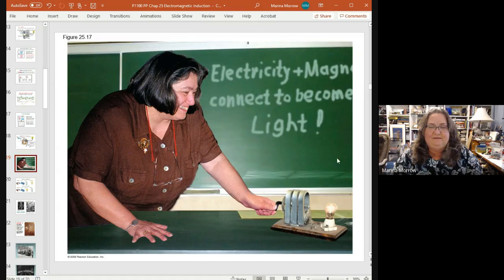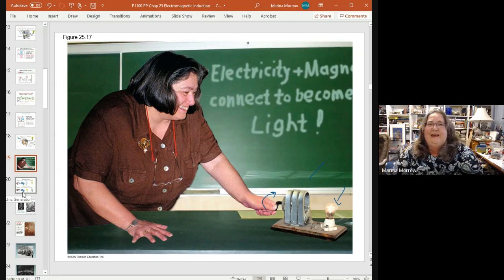And here's a teacher. This is one of the devices we have at College of DuPage, this cool old horseshoe magnets. And then the teacher's rotating this handle, and that's rotating some coils. And then you get lovely electricity.